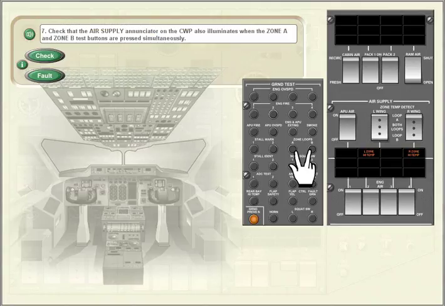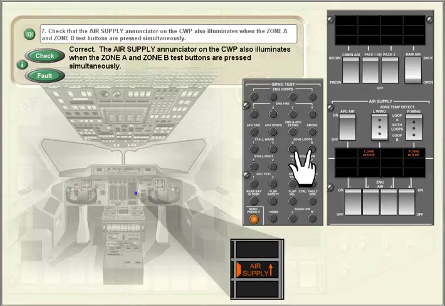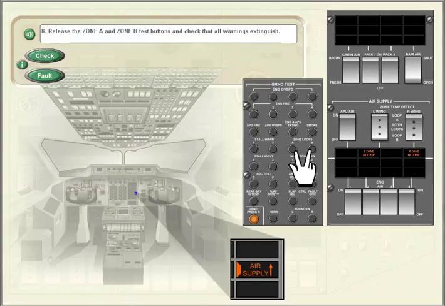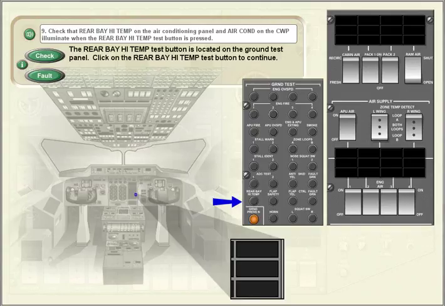Check that the air supply annunciator on the central warning panel also illuminates when the Zone A and Zone B buttons are pressed simultaneously. Release the Zone A and Zone B test buttons and check that all warnings extinguish. Check that Rear Bay High Temp on the air conditioning panel and Air Conditioning on the central warning panel illuminate when the Rear Bay High Temp test button is pressed.